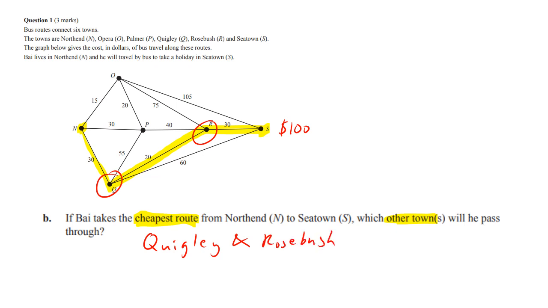Now, I think what happened on this one, everyone just wrote N, Q, R, S, and if you look at the examiner's report, it'll say we accepted that. I think so many people did that they accepted that. So actually the cost, just to remind ourselves, is 30 plus 20 plus 30, which is just $80.